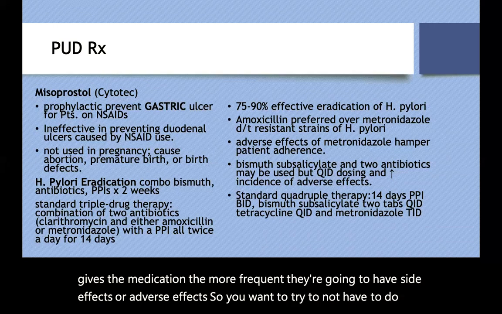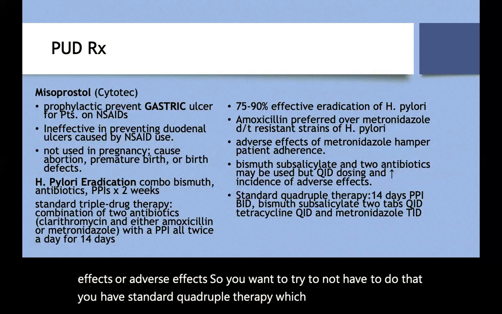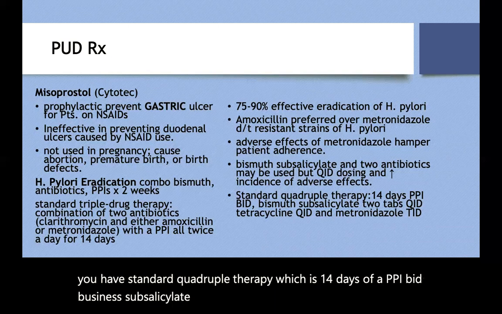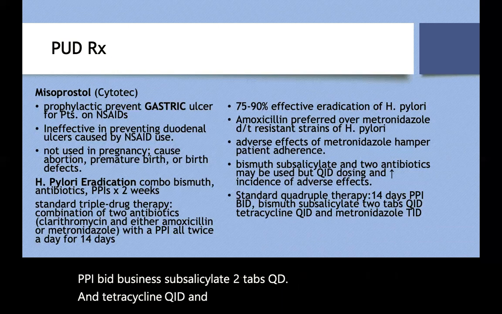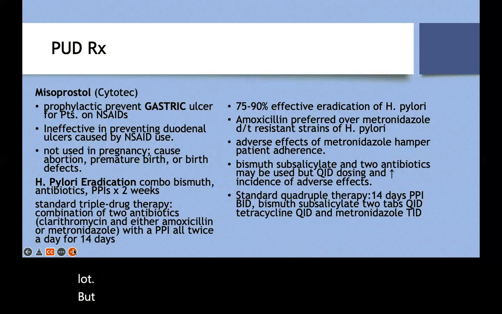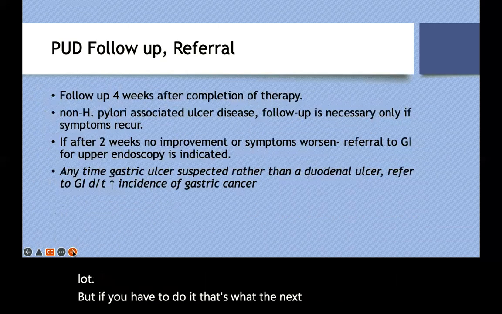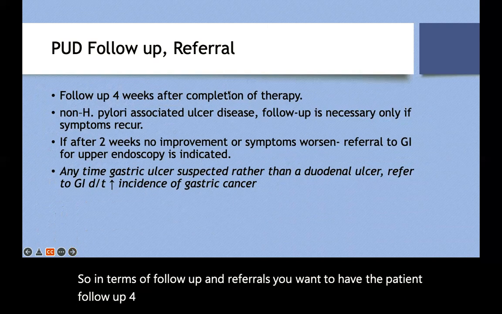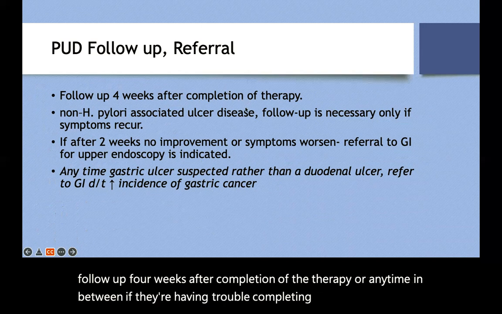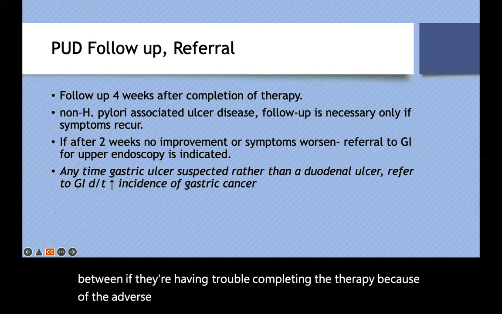You have standard quadruple therapy, which is 14 days of a PPI BID, bismuth subsalicylate 2 tabs QID, and tetracycline QID and metronidazole TID. That's a lot. But if you have to do it, that's what the next step would be. So in terms of follow-up and referrals, you want to have the patient follow up 4 weeks after completion of the therapy, or any time in between if they're having trouble completing the therapy because of the adverse effects, or if their symptoms are worsening.